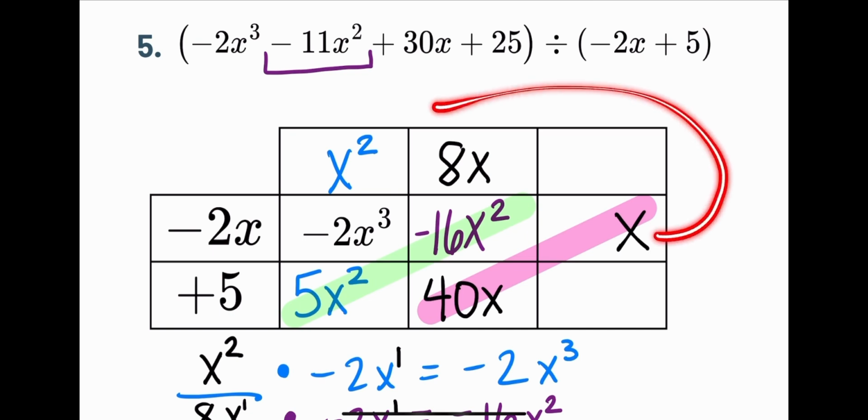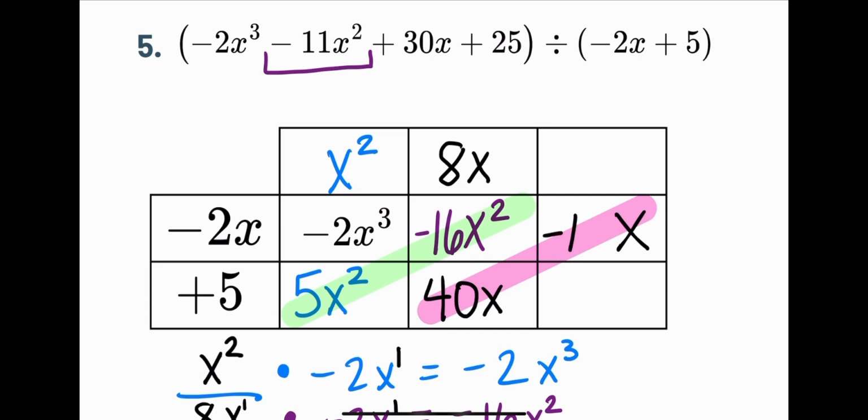How do you know the coefficient? Go up to your problem. You're trying to attain 30x. You're trying to achieve 30x. What can I combine 40 with to get 30? Hopefully you said minus 10. 40 minus 10 is positive 30. And now that you have this box, you can go ahead and find this one.